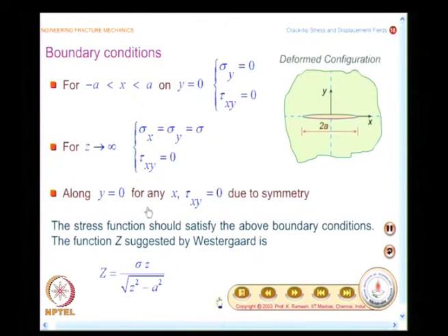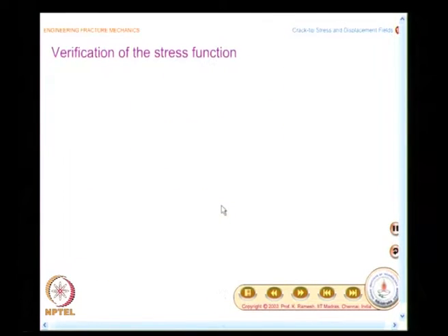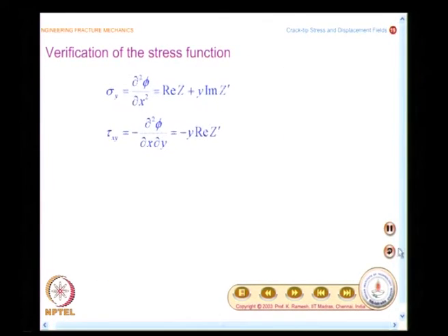And what you will have to look at is, when you say along y equal to 0, your shear stress should be equal to 0, it is easily satisfied. If you look at the basic expression for shear stress, it is nothing but minus y times real part of Z prime. So, when y equal to 0, the shear stress component is automatically satisfied.